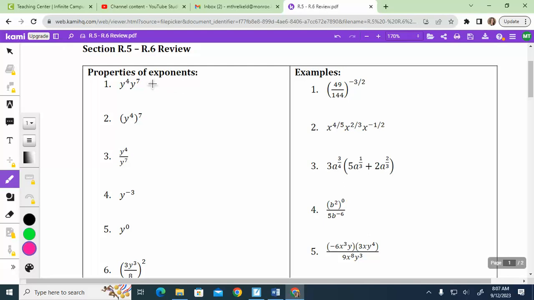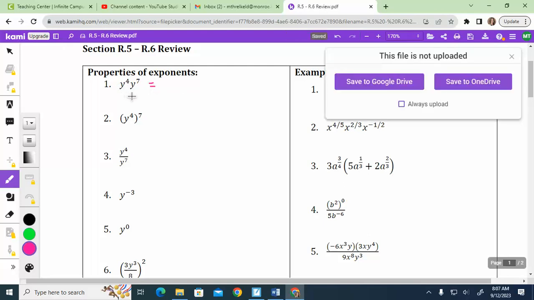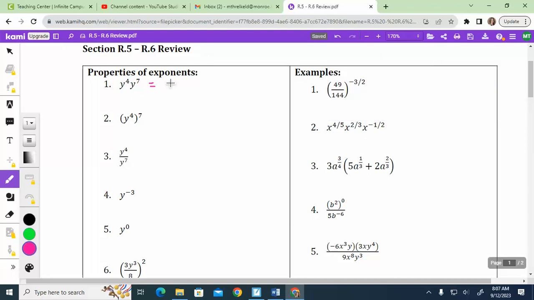y to the fourth times y to the seventh. If those y's are multiplied and written each time, what do you do with the exponents? So we get y to the 11th power. Okay, second, if you have a power to a power, what do you do with your exponents? Okay, if we are dividing, what do we do with the exponents?